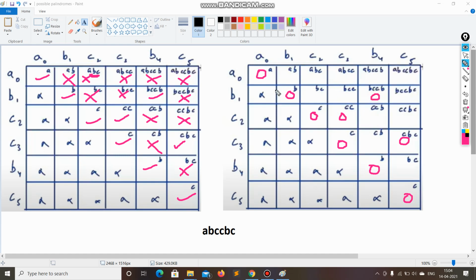So next, let's check for the remaining ones. As AB is not a palindrome, how many minimum cuts are required to make it a palindrome? As A is there, B is there. So now, to make it a palindrome, how many cuts are required? If I cut like this, it is a palindrome, it is a palindrome. So only one cut is required. BC also the same, CB also the same. It's good. Now getting into ABC.